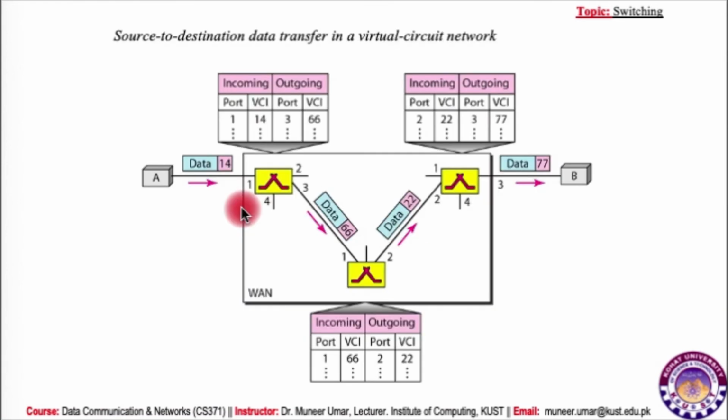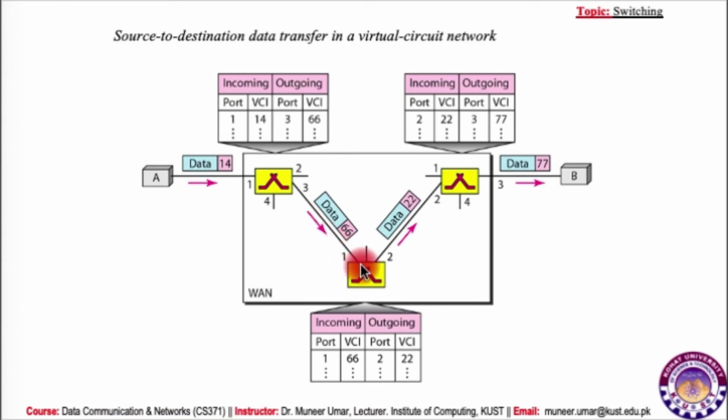This figure shows how a frame from source A reaches destination B and how its VCI changes during the trip. Each switch changes the VCI and routes the frame. Now here it is 14. So for VCI 14, the port number is 3 and the VCI is 66. So here this switch has 4 ports. It will choose output port number 3 and will give VCI equal to 66 to this frame.